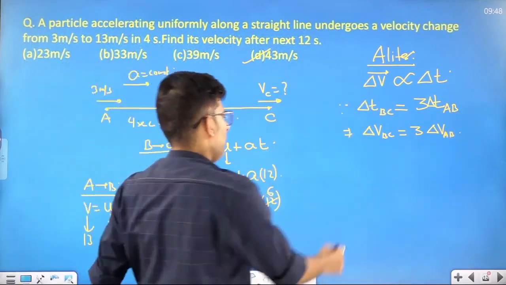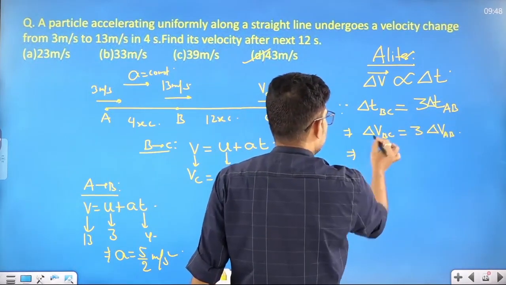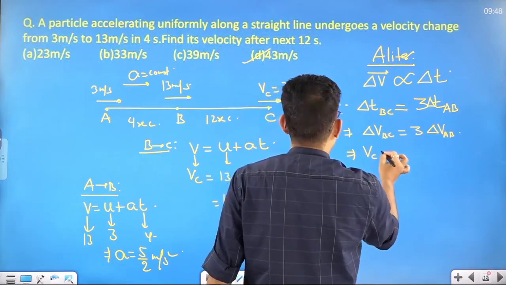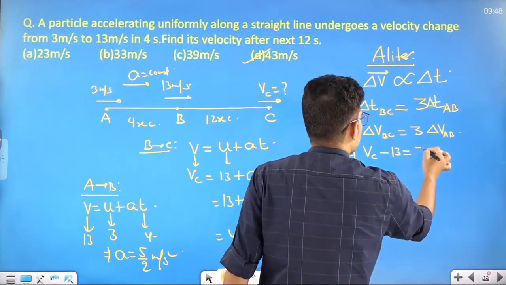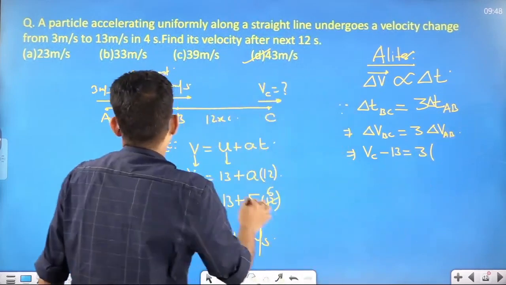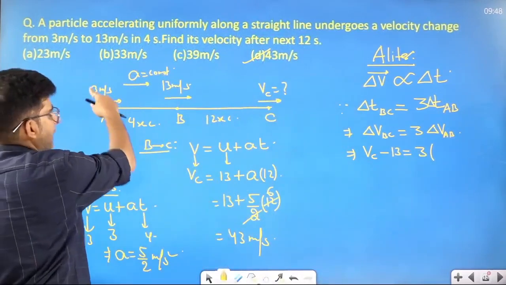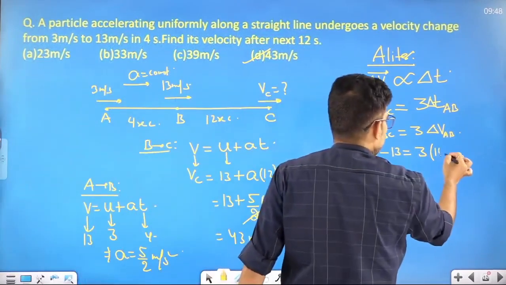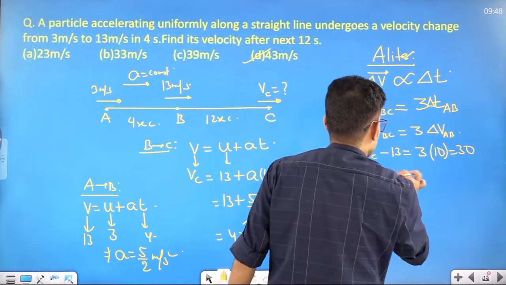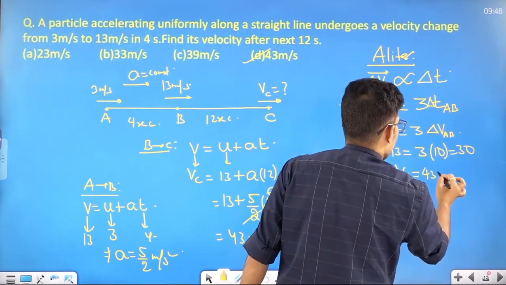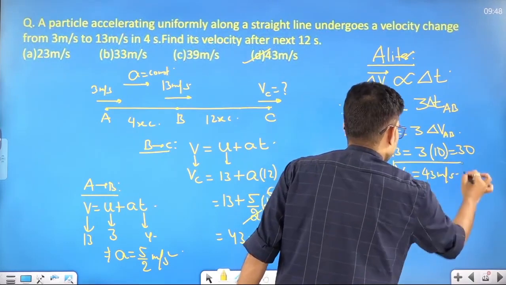Now write the answer. If you know this trick, we can quickly say change in velocity in BC is VC minus 13. This is equal to 3 times. Change in velocity in AB is 13 minus 3. 13 minus 3 is 10. So you get VC is equal to 43 meter per second.